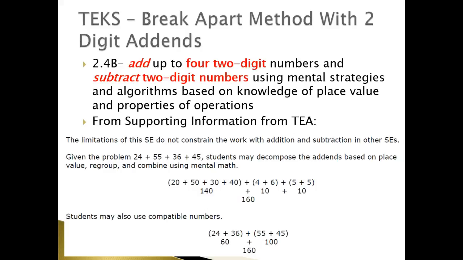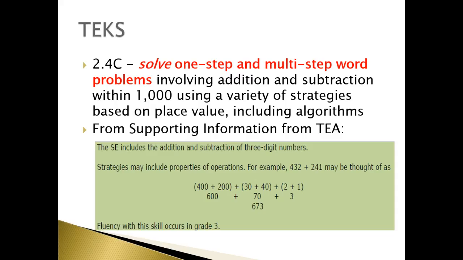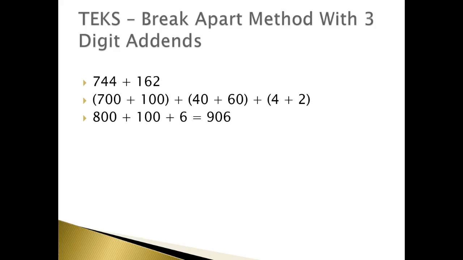So you can see that TEA has provided us with an example of what this could look like by breaking apart numbers into their place value positions. 2.4c says to solve one-step and multi-step word problems involving addition and subtraction within 1,000, and again using a variety of strategies. Here's another example of breaking apart 3-digit numbers, or addends in this case, to get the sum.